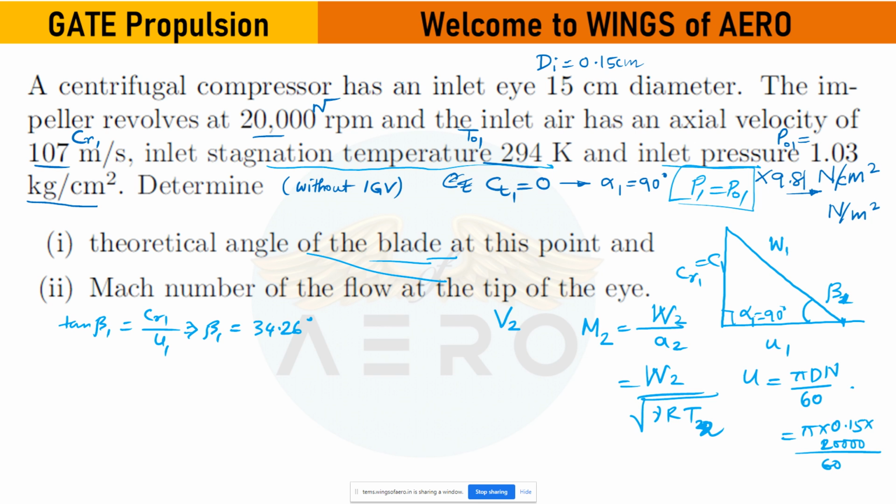Okay. Then we can use the relation, ma'am. P01 by P1 is equal to 1 plus gamma minus 1 by 2 M1 relative square. Yeah, you can use that.